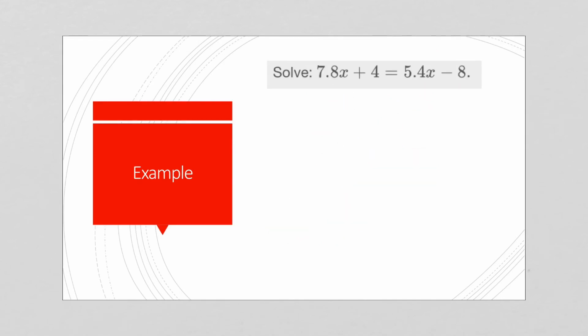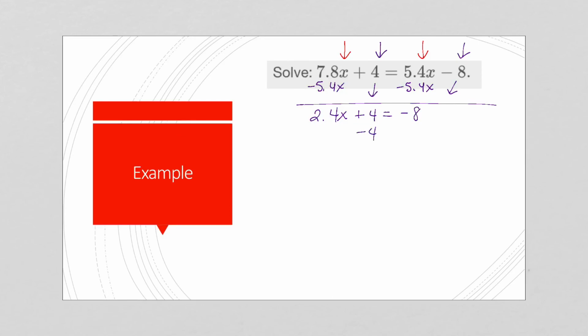All right, so like I've been saying all along, pick your side that you want your variables to be on. Pick your side that you want your constants to be on. Here's variable term, constant term, constant term. And I always look at my smaller variable term. My smaller variable term this time is 5.4. So I'm going to subtract 5.4x from both sides. And I'm going to bring this straight down. Bring that straight down. Don't forget the sign in front of it. Subtract 4 from both sides. I get 2.4x is equal to negative 12.